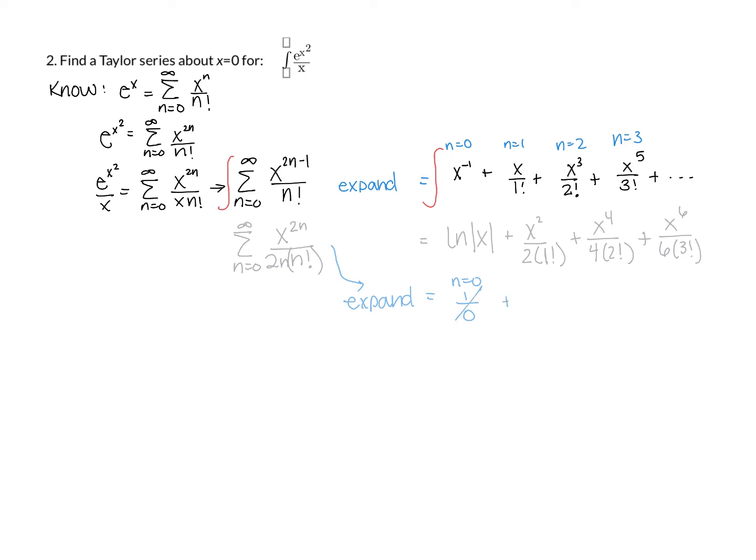Now if I plug in n equals 1, we would get x squared over 2 times 1 factorial. If I plug in n equals 2, I would get x to the 4th over 4 times 2 factorial. And if I plug in n equals 3, I get x to the 6th over 6 times 3 factorial.